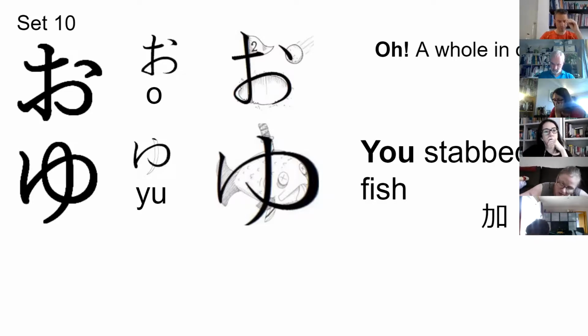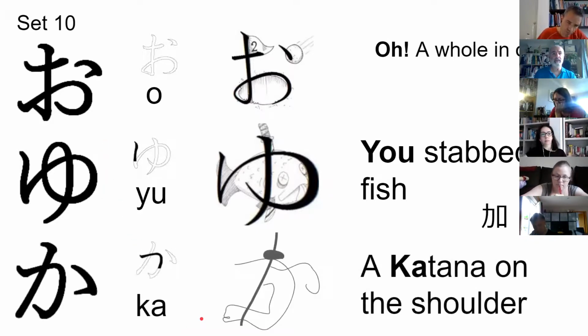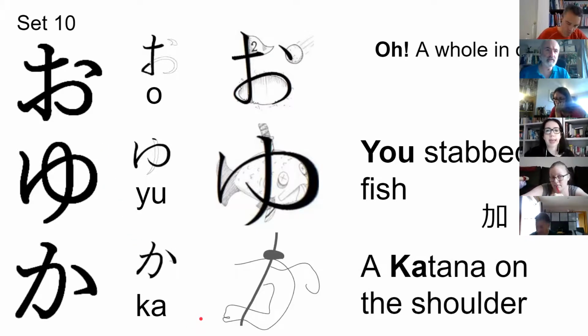Okay, last one, guys. And the last character for today is one we use a lot, so it's important to memorize this well. Again, this is quite a difficult one to make a mnemonic for, so I like to make one myself.